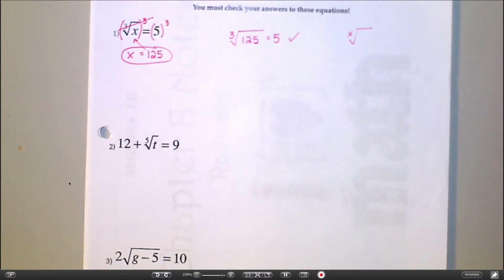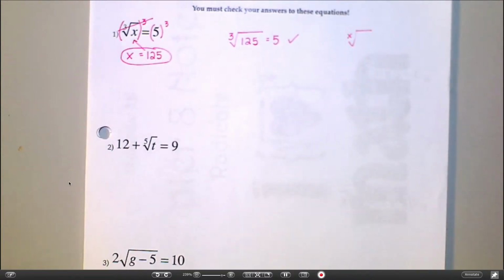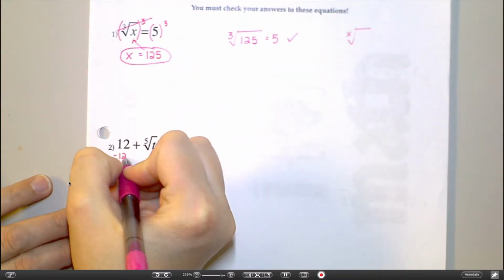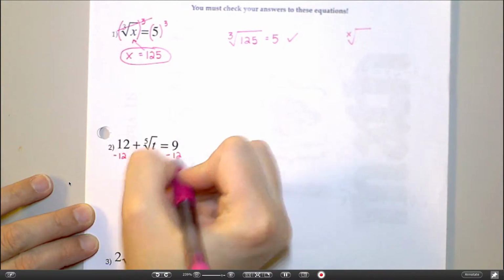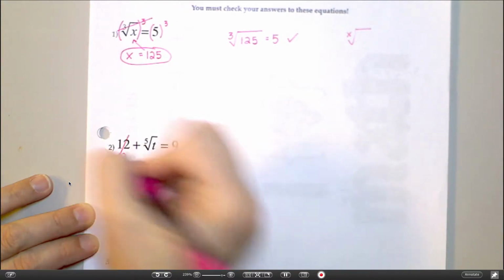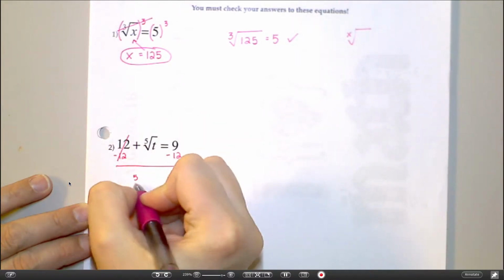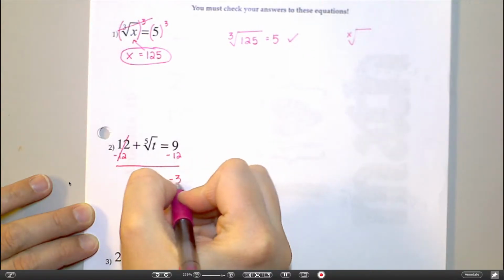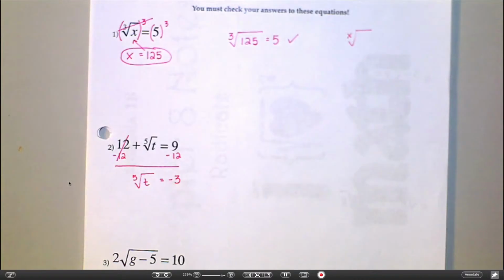Okay, take a look at number 2. 12 plus the 5th root of t. Well, what do you need to get rid of before you start raising to the power of 5? Isaac? 12. Yeah, let's get rid of the 12. So let's subtract 12 and subtract 12. Okay. So the 5th root of t is equal to negative 3. Okay. And then how do I get rid of that 5th root?